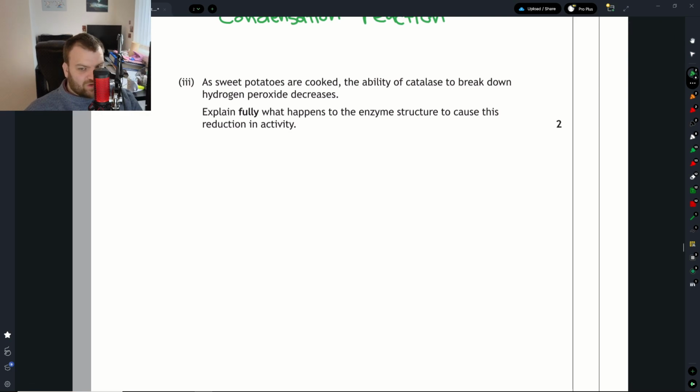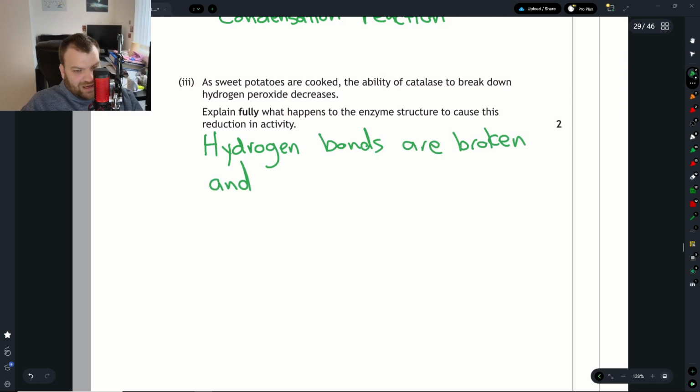In this question, we're talking about an enzyme no longer being able to work. This happens when the enzyme becomes denatured. That happens when the hydrogen bonds are broken and the enzyme is denatured.